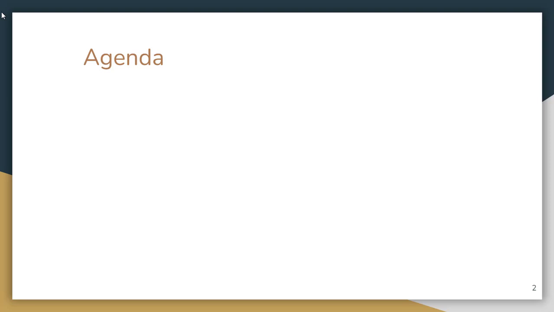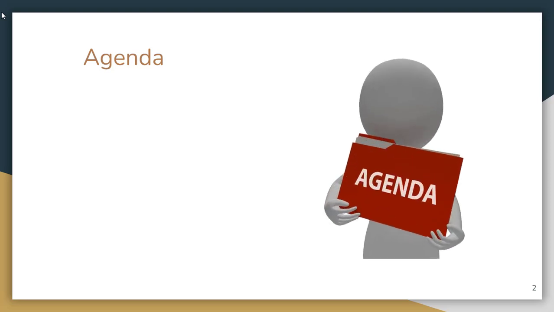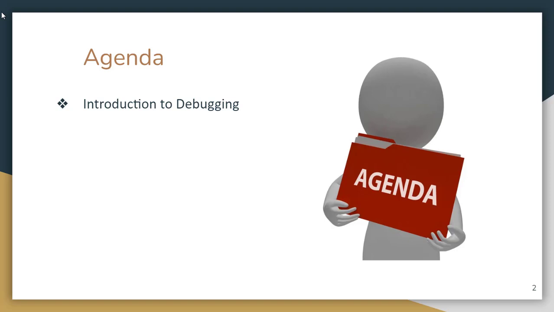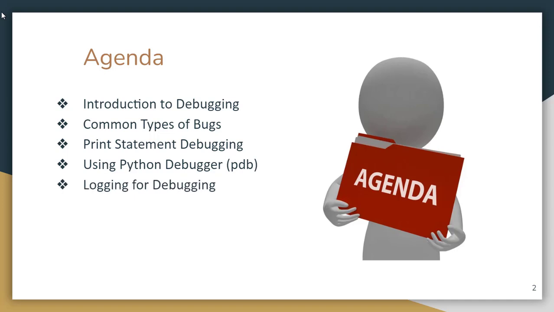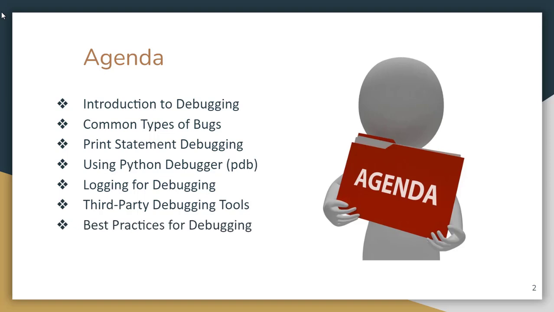Agenda, that is, what you are going to learn from this video. Introduction to debugging. What is debugging? Common types of bugs, that is, errors. Print statement debugging. Using the Python debugger PDB, which is an inbuilt module in Python for debugging. Logging for debugging. Third-party debugging tools. Best practices for debugging.